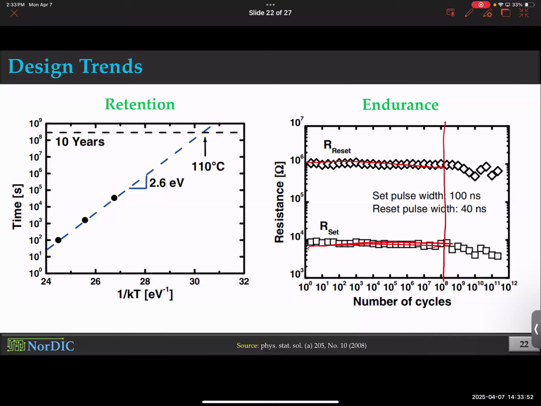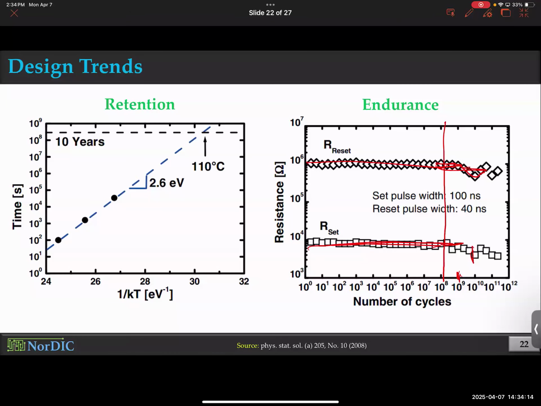Up to 10 raised to 8 cycles, it's super stable. I like it. I would have liked it to be up to 10 raised to 9, but 10 raised to 10 is still reasonable. You see some degradation there, but 10 raised to 9 is a billion cycles. So you could read and write it a billion times, which is more than enough for us, I think.